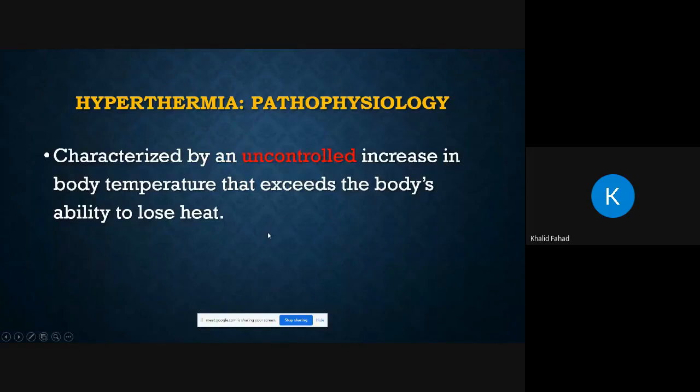For example, in sun exposure, where the patient is exposed to direct sunlight for several hours without protection, this will cause overheating. It is like, for example, if we put a pot of water on the stove and keep it boiling, it heats up, right? So it will exceed the temperature in contrast to normal physiology. So it is just overheating, and the hypothalamus doesn't play a role in this process. So we call it hyperthermia.